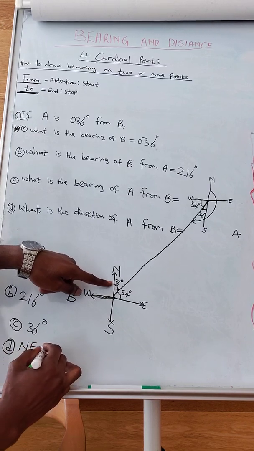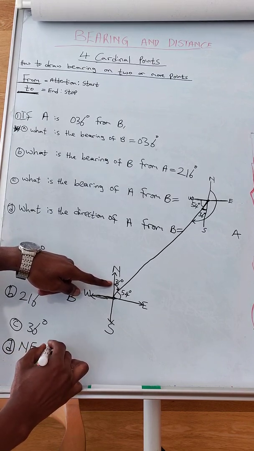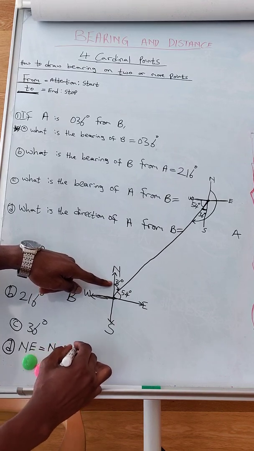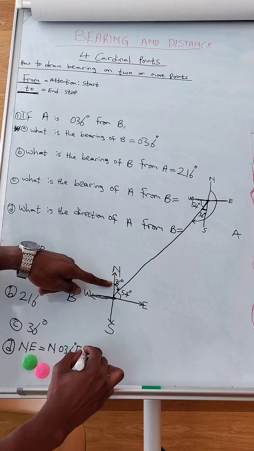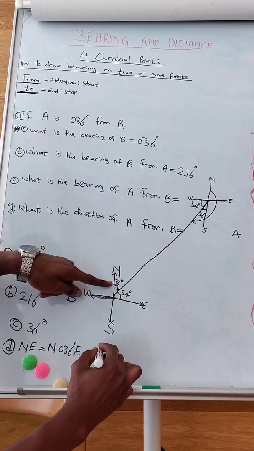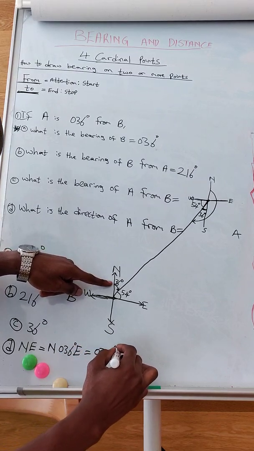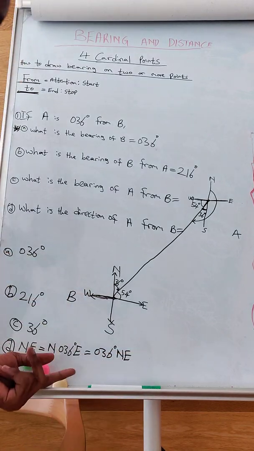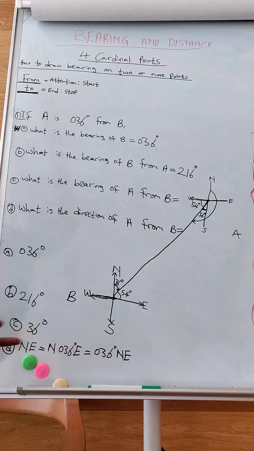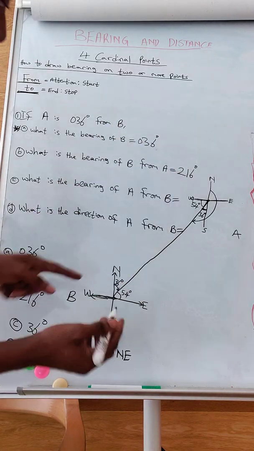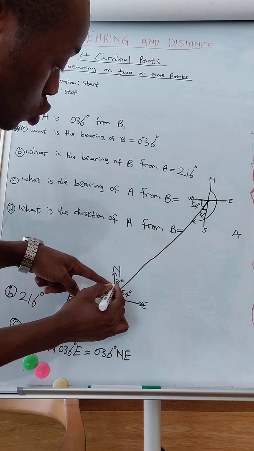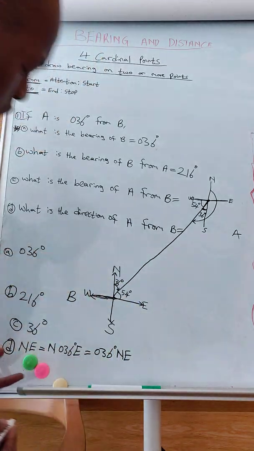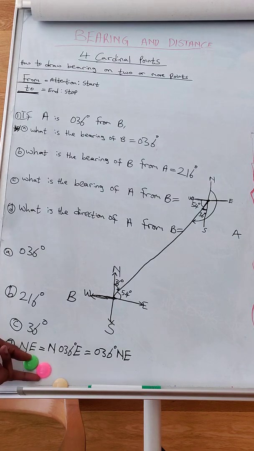If you want to be specific, you can say north 036 degrees east, or you can say 036 degrees northeast. That is the answer regarding the direction. Direction talks about the arrow. The arrow is coming from north towards east. So that is that regarding these questions.